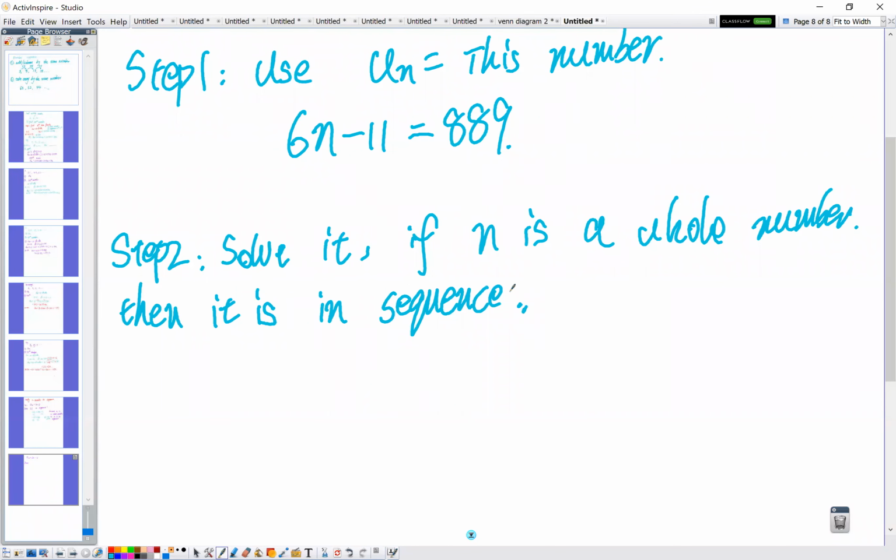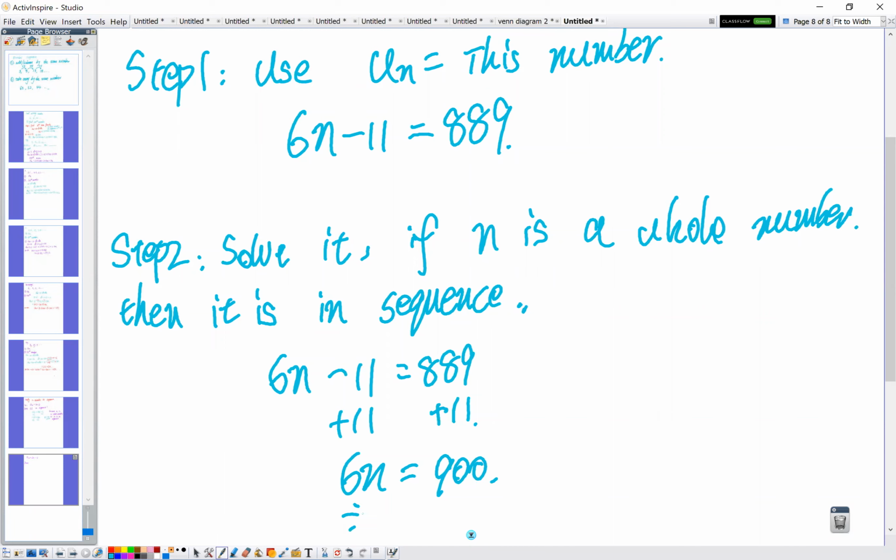So in this case, 6n minus 11 equals 889. Can we add 11 on both sides? We solve it. You get 6n equals 900. So divide by 6, and n equals 150. This is how you work it out for this question. Okay, bear this in mind. Let's try another one.